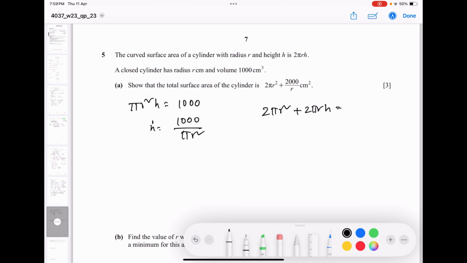We can write total surface area equals 2 pi r square plus 2 pi r h, where h is substituted by 1000 by pi r square. Pi is cancelled, and we get 2000 divided by r. So this is the proof, this is the total surface area.